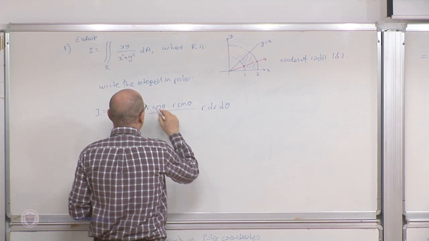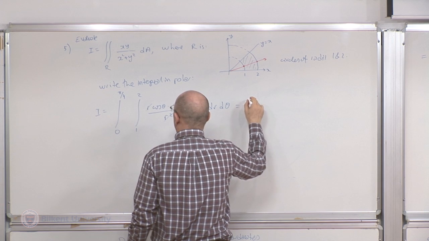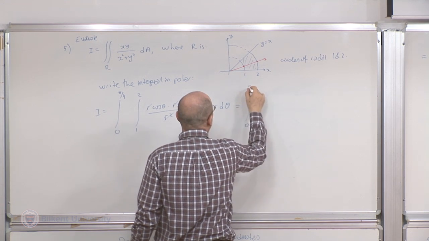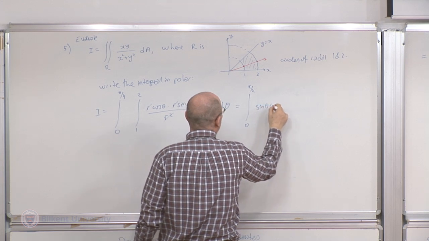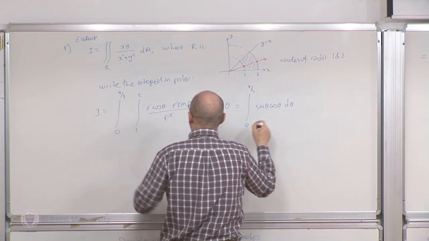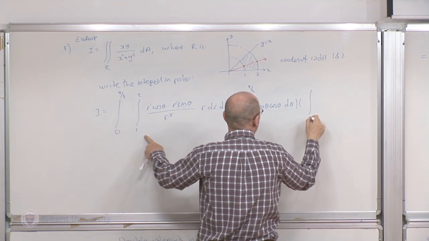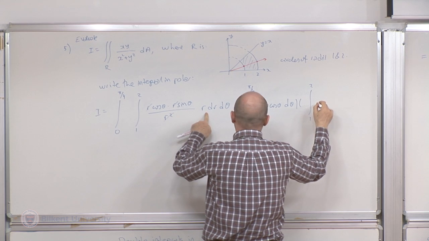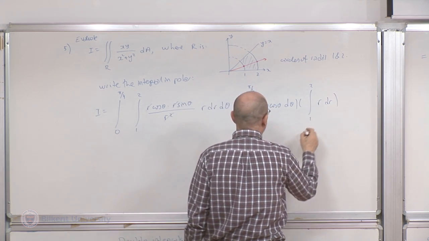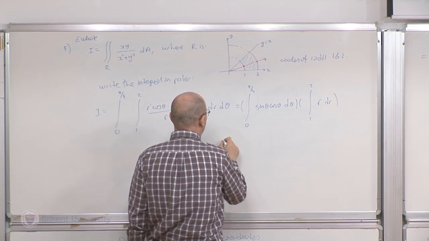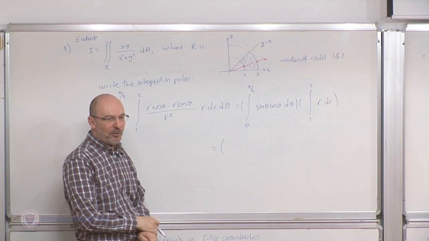So these things cancel. You have the integral from 0 to pi over 4 of sine theta cos theta d theta, because the other part doesn't involve any theta in it. And this is the integral from 1 to 2 of r dr. So this part is easy. You do this part, I'll do the easy part. So what is an antiderivative for this?